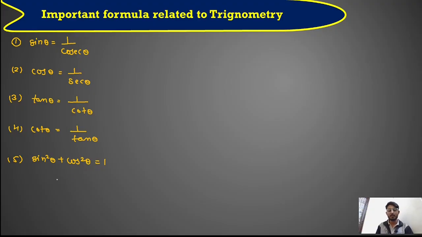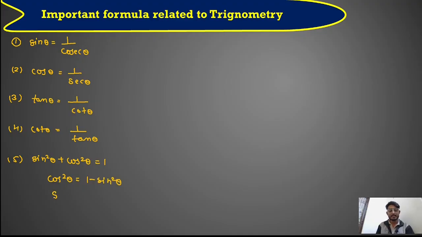How can you find the value of cos square theta? So cos square theta equals 1 minus sin square theta. Here sin square theta is given in plus form, so whenever you transfer this term from one side to the other, you have to reverse the sign. It means sin square theta is positive, so when you transfer it to the other side, you will get negative: 1 minus sin square theta.